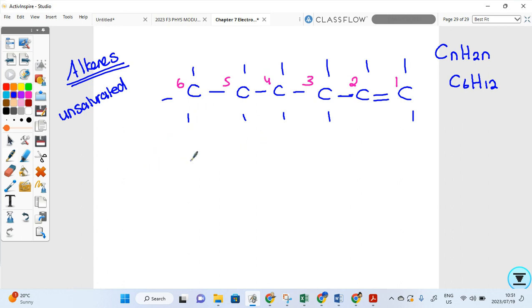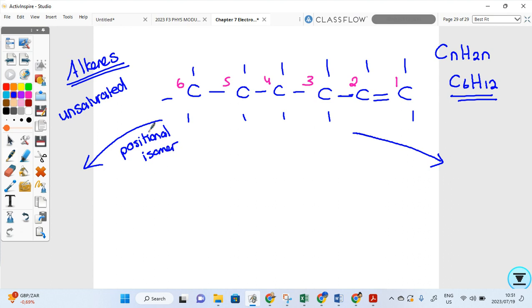Now, isomers again. Please give me a definition for an isomer. Thank you. Same molecular formula, different structural formula. So we already said this is the molecular formula. Now, for an alkene, there can actually be two different isomers. We can have a positional isomer and we can have a chain isomer.